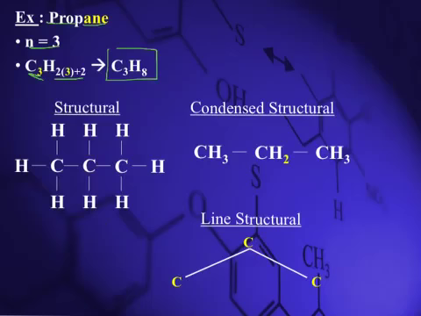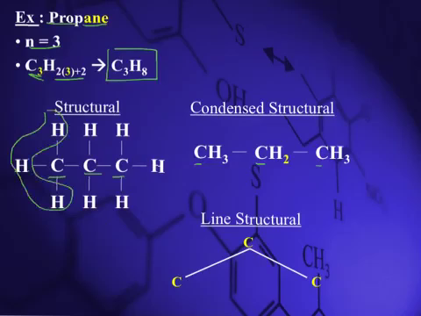In our structural formula, we see we have 3 carbons here, and we have 8 hydrogens surrounding it. 1, 2, 3, 4, 5, 6, 7, 8. In a condensed structural formula, we draw in our main carbons, 1, 2, 3, and now we count how many hydrogens are attached to each carbon. On the carbon to the left, there are 3 hydrogens, so it's CH3. On the carbon in the middle, we have 2 hydrogens, so it's CH2. And lastly, the carbon on the right has 3 hydrogens attached to it, so therefore it is CH3.